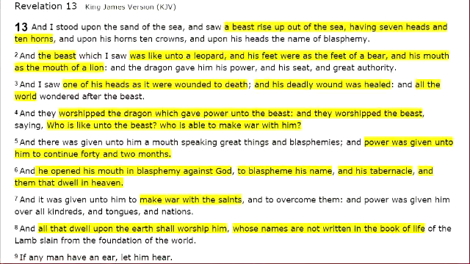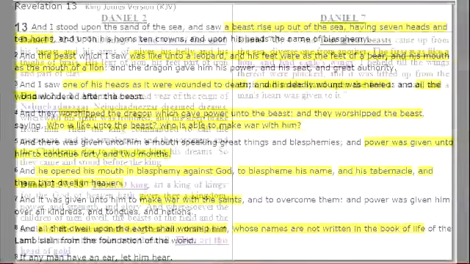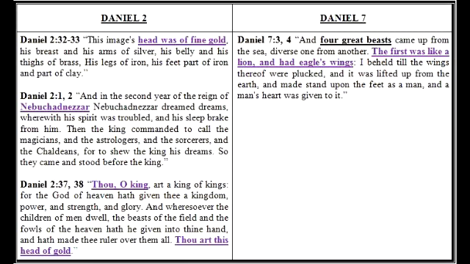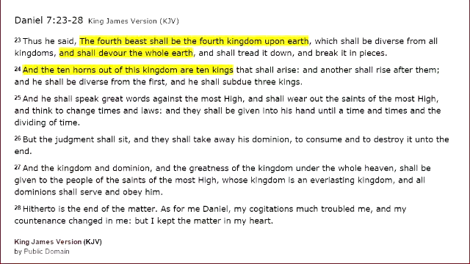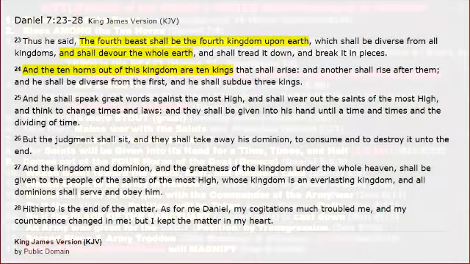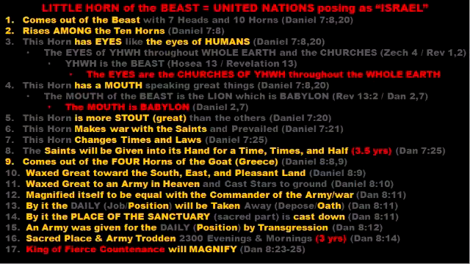Revelation 13 already explained to us what the mouth is. The mouth of the beast is the mouth of the lion. In Daniel, we're told the king of Babylon represented the lion. Therefore, Babylon is the mouth of the beast, and the little horn comes out of the beast. Therefore, the mouth that the little horn has is the mouth of the beast, which is Babylon.